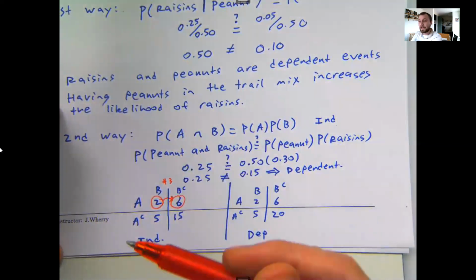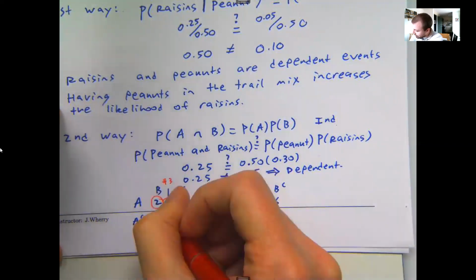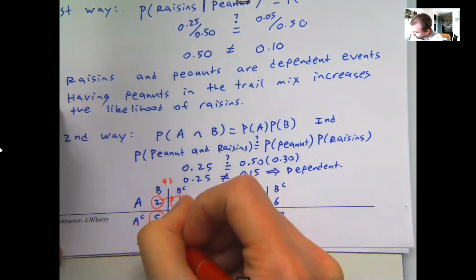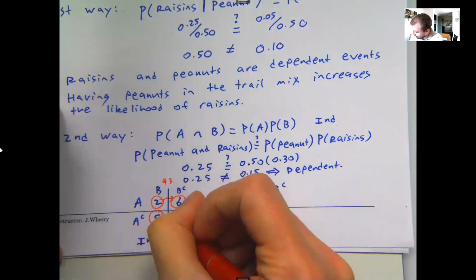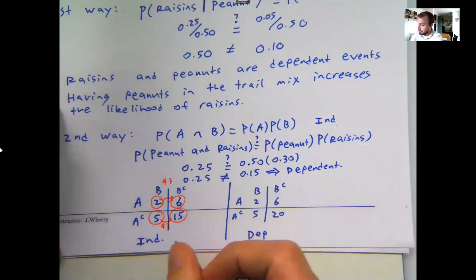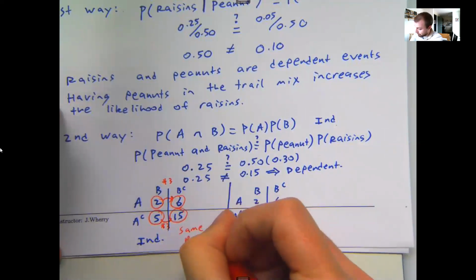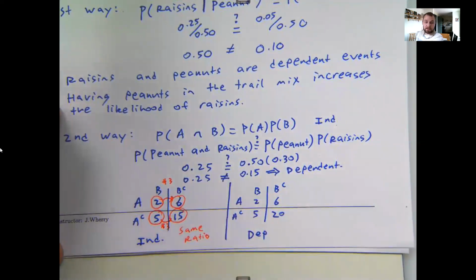If this is the same multiplication the whole way down my list here, it's going to be independent. So let's check. Let's take this 5, and if I multiply it by 3, it gives me 15. It's the same multiplier. It has the same ratio. So a table will be independent if it has the same ratio for each of your subgroups.